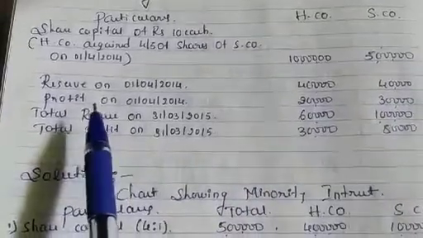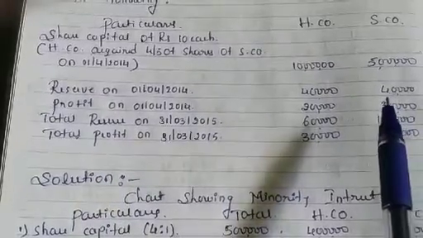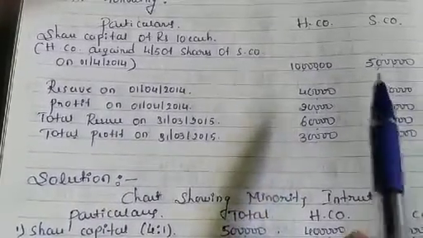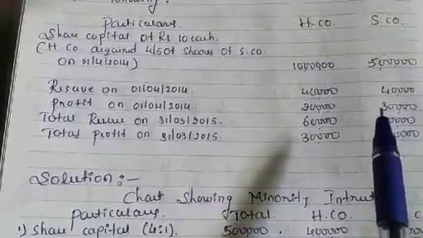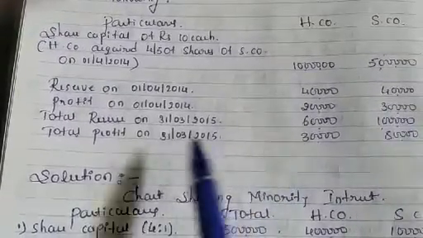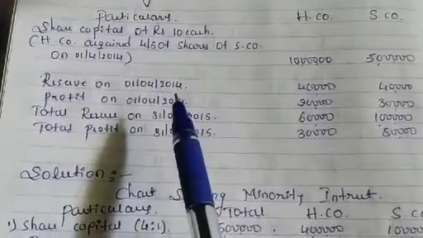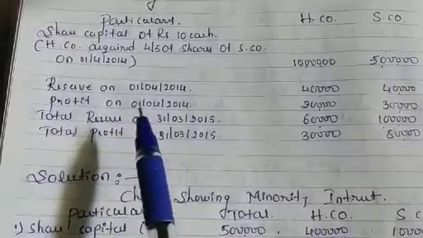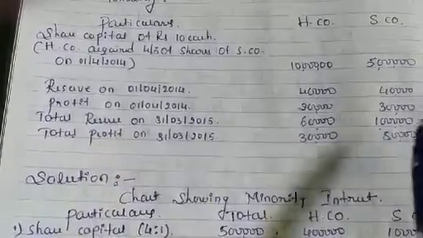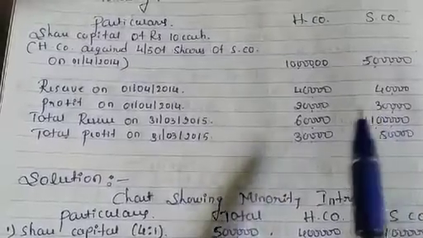Then reserve on 1/4/2014 is 40,000. We have to consider only the value of the subsidiary company. So the 40,000 reserve on the date 1/4/2014 is the pre-acquisition reserve. Then profit on 1/4/2014 is 30,000, and this is the pre-acquisition profit.